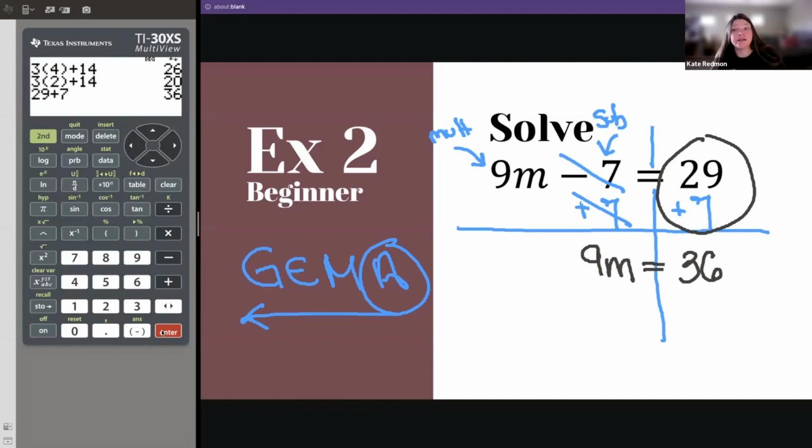Now, I'm not done. M is not alone. I have this 9 to get rid of. Don't just write them there without saying what operation you're doing. 9 and M are shoved together. They're multiplying. I'll do the opposite. I'll divide. I get rid of math by using inverses, opposites. I can do whatever I want as long as I do the same operation with the same number to the other expression. Multiplying by 9 and dividing by 9 are opposites. They cancel. M's alone like I wanted. And 36 divided by 9 is 4.